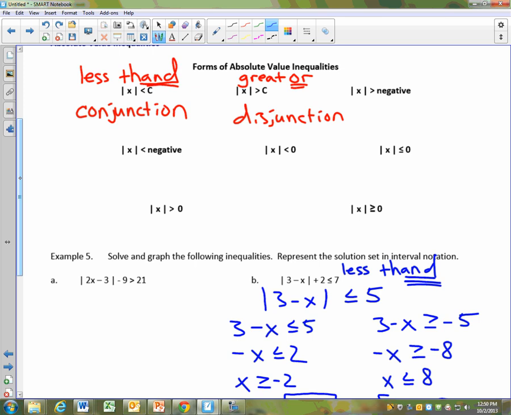True or false? An absolute value is always positive. Technically, it could also be 0. But is an absolute value always greater than a negative? Yes. So your solution set would be from negative infinity to positive infinity. So if you ever see an absolute value set greater than a negative, you know that that's true for all numbers. You don't even have to solve the equations. You just know it's going to be true.